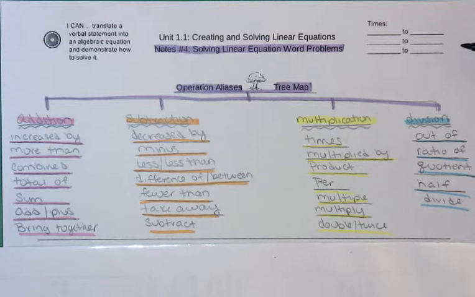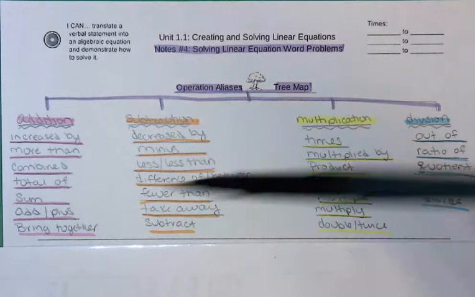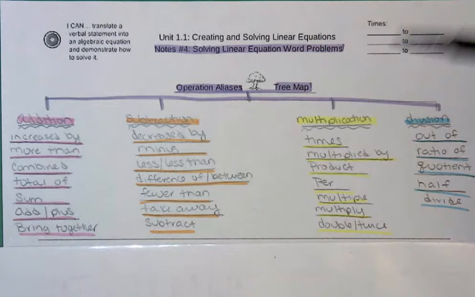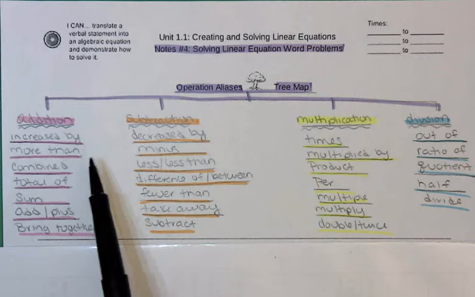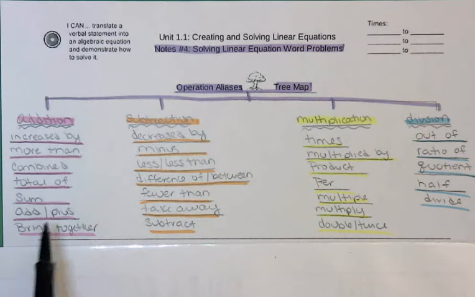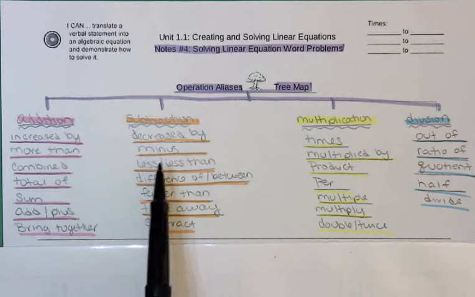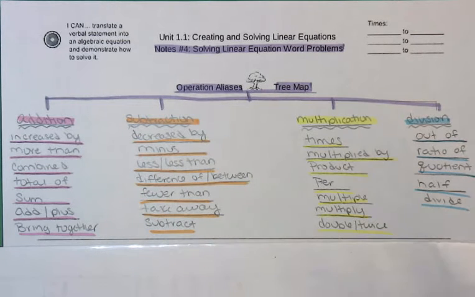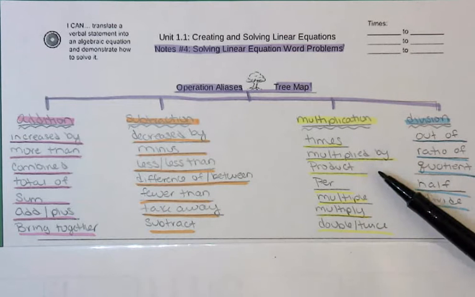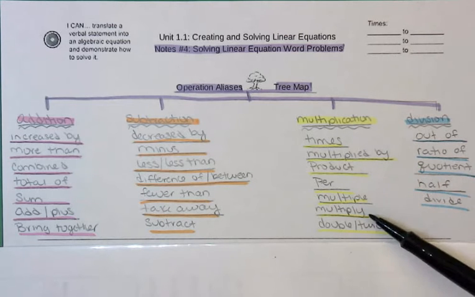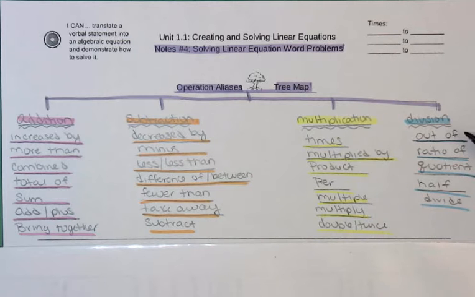So the first thing you look at is this tree map of operation aliases, the different words or other words that you'd see for addition, subtraction, multiplication, or division. With addition, you'd have increase by, more than, combined, total of, sum, add or plus, and bring together. Subtraction, you could see decrease, minus, less than, less, difference of or between, fewer than, take away, subtract. Multiplication would be times, multiply by, product, per, multiple, multiply, double or twice. And division, we look at out of, ratio of, quotient, half, divide.